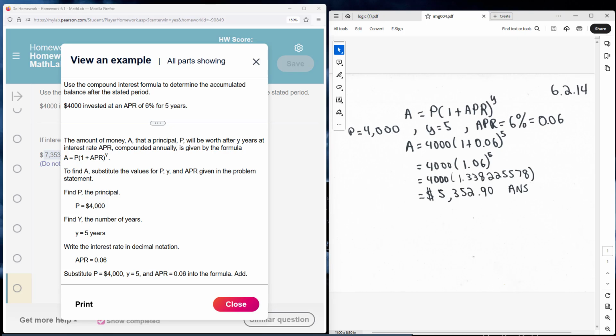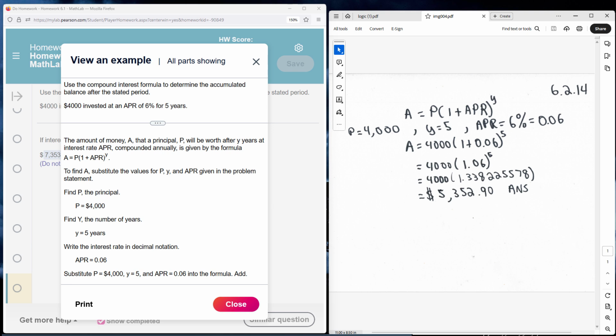This is Chapter 6, Section 2, Problem 14. Use the compound interest formula to determine the accumulated balance after the stated period. $4,000 invested at an APR of 6% for 5 years.